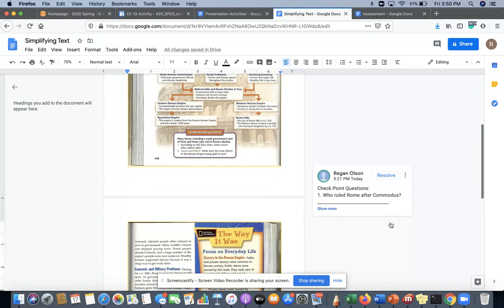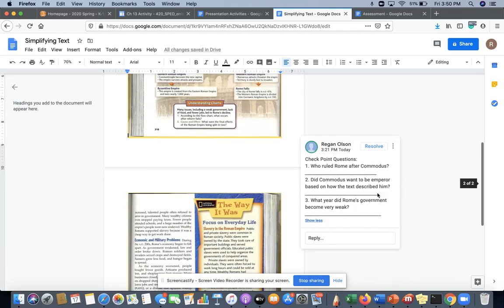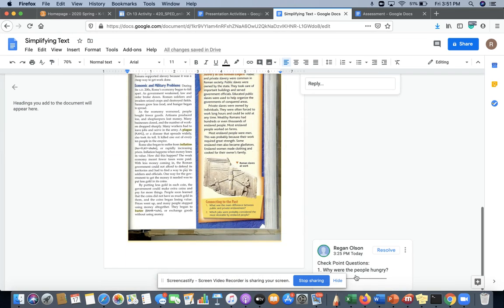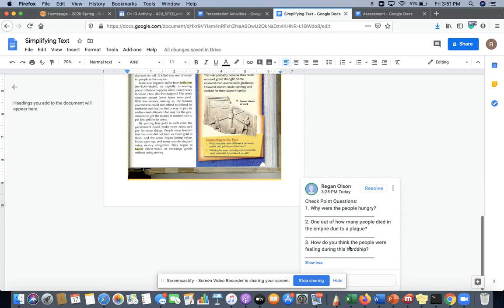I also decided, instead of just asking who ruled after Commodus, I also did questions relating to how they feel. How does it make them feel? So how do you think the people were feeling during this hardship? So kind of give their opinion, which I think is important because it helps them relate their circumstances to how the people in Rome felt.